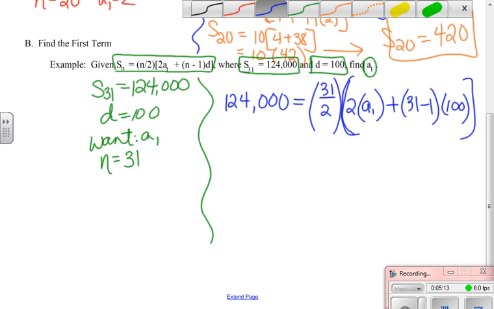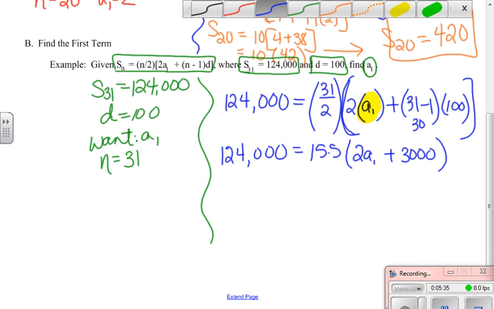So after you go ahead and work out some of this algebra, we really just need to solve and isolate that. And so I have 15.5 times 2 A1, plus 30 times 100, which is 3,000. The only way to get around this is to do a distributive property. So I have 124,000 is equal to 31 A1 plus 46,500.